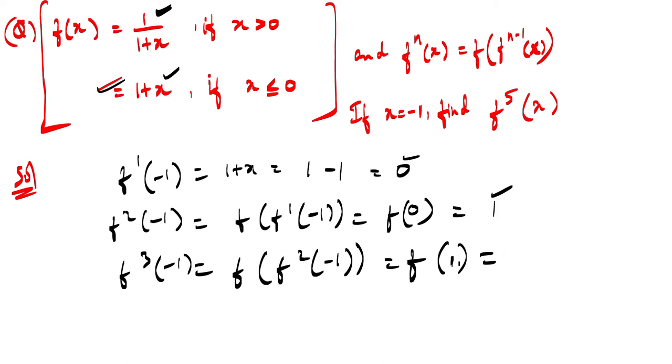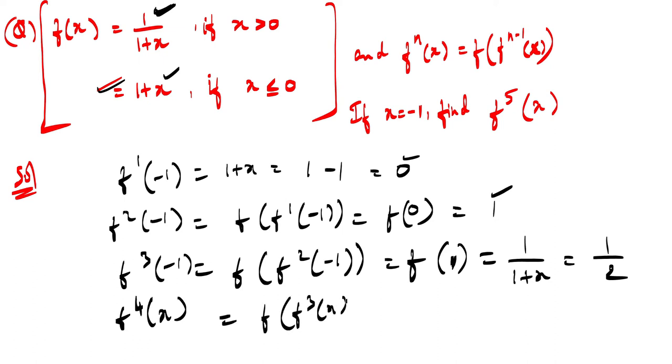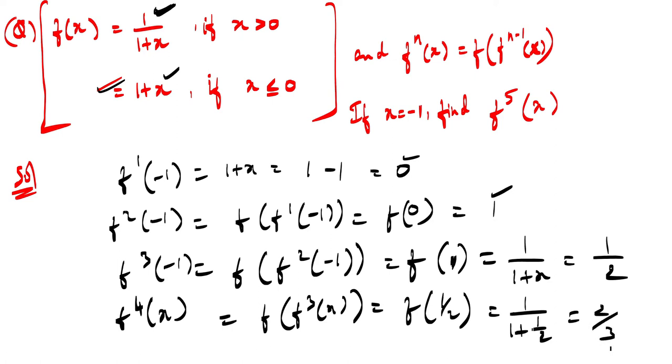Here, just observe. f of 1: 1 is greater than 0, so we have to again come back to the first condition. So 1 by 1 plus x, just substitute 1 by 1 plus 1, this is equal to 2. What about f4 of x? f4 of x can be written as f of f3 of x. So this is equal to f of 1 by 2. 1 by 2 is greater than 0, so just substitute 1 by 1 plus 1 by 2, this is 2 by 3.